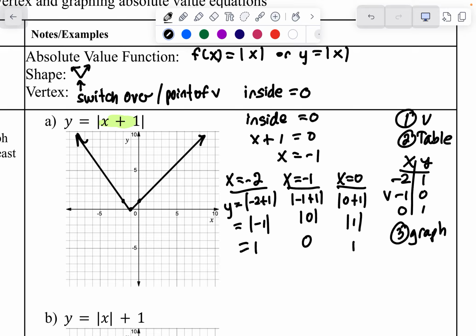So again, let's go over the 3 steps. Find your vertex by setting the inside equal to 0. Fill out a table with that vertex value, one above it, one below it. Graph those points, make a V, you got it, okay? Do we have any questions about example A?